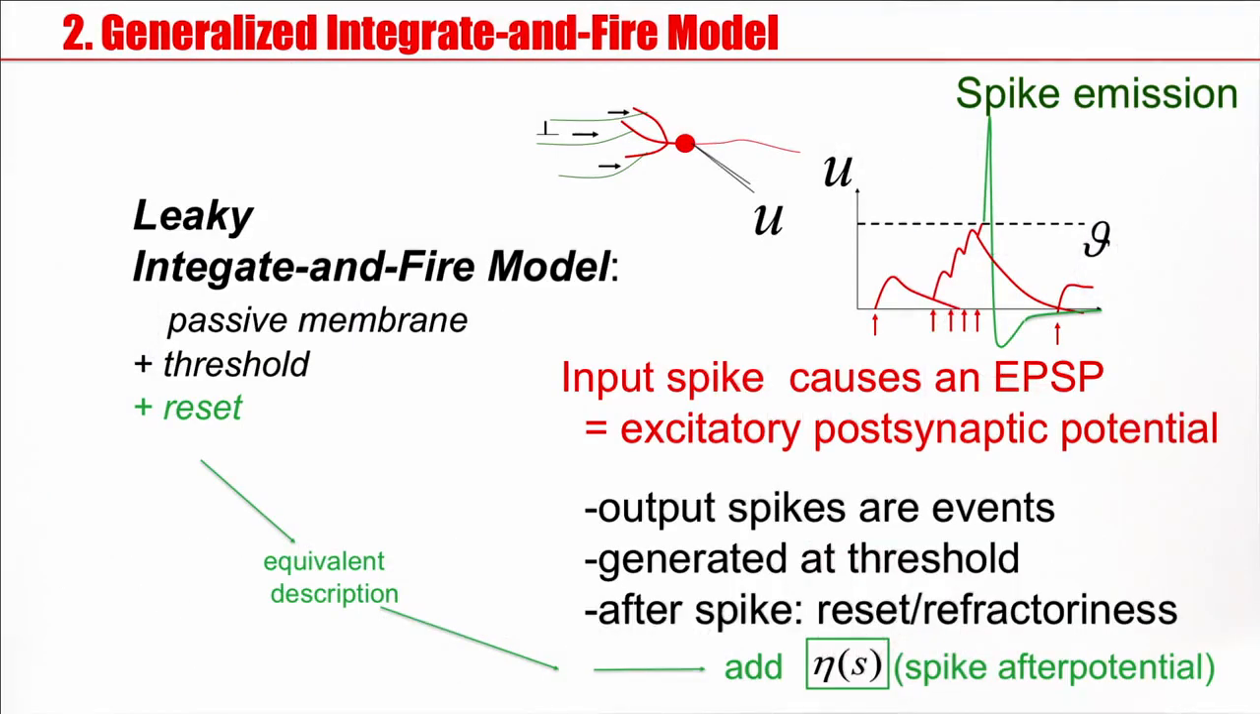There's a slightly different way of looking at this, and this is to say, well, each input spike causes an excitatory postsynaptic potential, EPSP. If you have several input spikes, we add them up until we hit the threshold. And then instead of the reset, we paste in the spike, and importantly, we paste in this spike after potential. So we replace the reset by an equivalent formulation, which is we add a spike after potential, we add something negative to bring the potential down again.